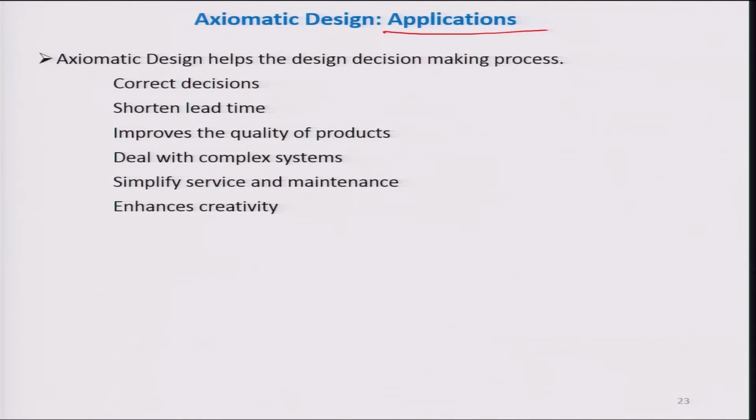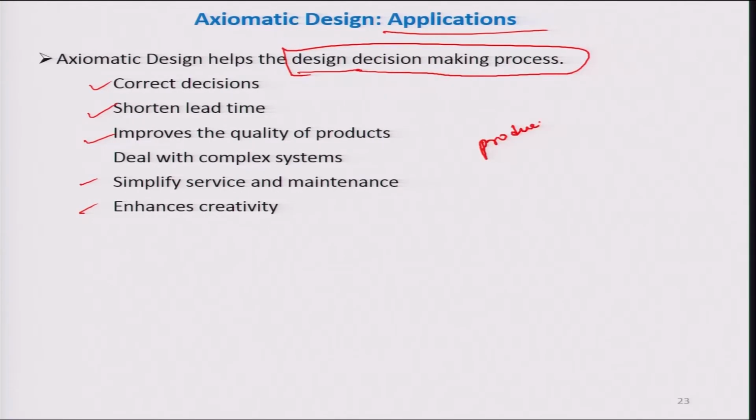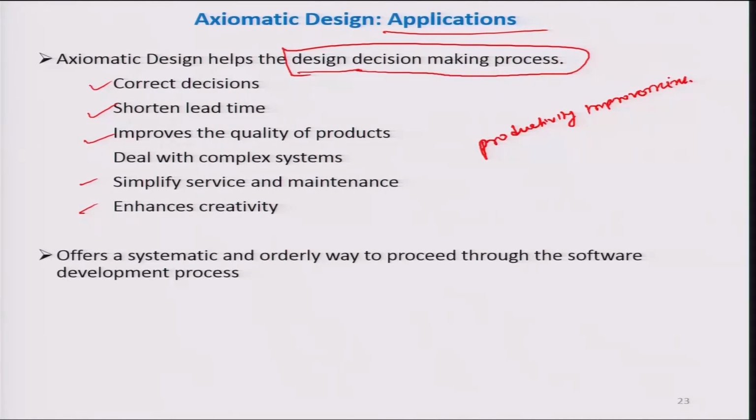Now, axiomatic design has a variety of applications. It helps in the design decision making process. It helps in making a correct decision, shortens the lead time, improves the quality of the product, deals with complex systems, simplifies service and maintenance, and enhances creativity as well as productivity improvement. It offers a systematic and orderly way to proceed through the software development process.